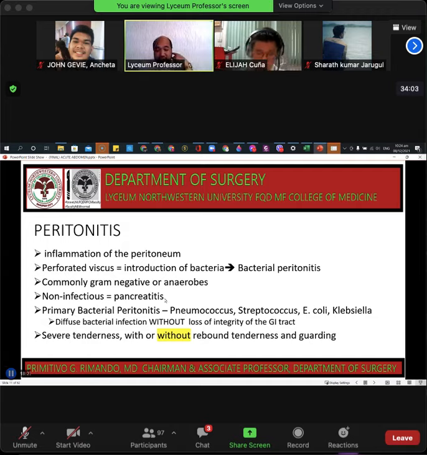We also have another concept called primary bacterial peritonitis. This is a diffuse bacterial infection without loss of integrity of the GI tract. We see this, for example, in patients with shunts. Patients with hydrocephalus have a shunt that goes into the peritoneum. If there's a CNS infection, this could go to your abdomen and cause primary bacterial peritonitis. Patients undergoing peritoneal dialysis can also have peritonitis.